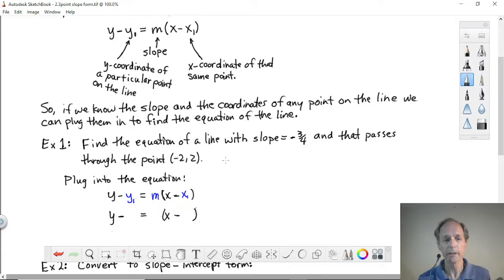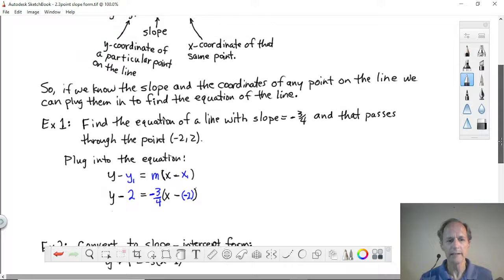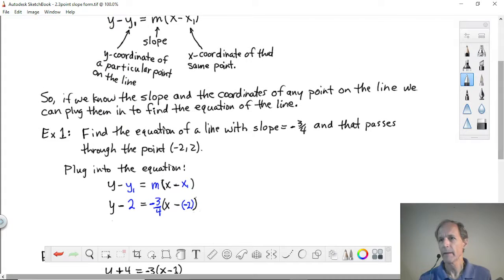And we're going to plug in again for y sub 1. It will be this 2, right, because that's the y-coordinate of the point. For x sub 1 it will be negative 2. For the slope it will be negative 3/4. So let's do that, and there they are. And then we do go ahead and simplify this.